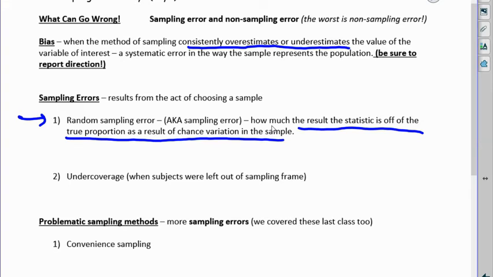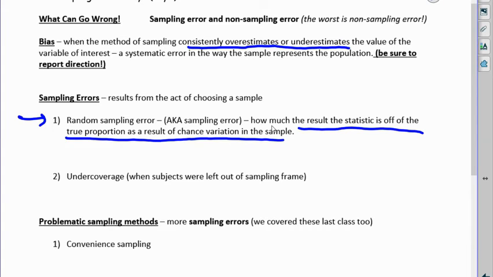Or maybe people coming in from outside, their temperatures might be lower because they came in from outside on a winter day, but this person came from a car that was warm and this person walked across a parking lot. So that's random sampling error, things like that.